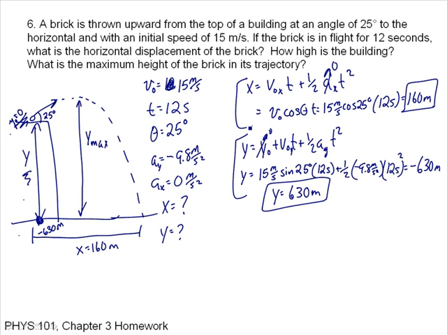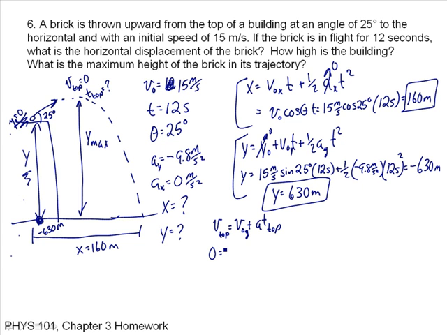Now for part C, what is the maximum height of the brick in its trajectory? This is a little trickier. I know that the velocity at the top is equal to 0. I need to know what is the time at the top. So I say v at the top is equal to v naught plus a times t at the top. This is the y direction, because the velocity in the y direction goes to 0 at the top.